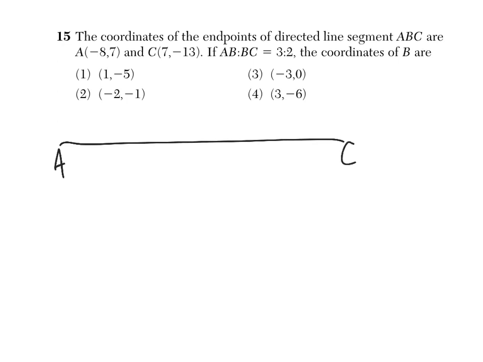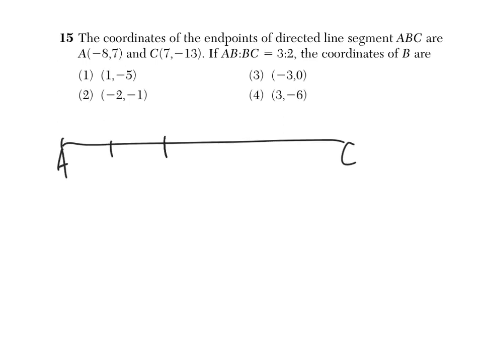And I recognize that because it's a 3:2 ratio, we're going to have a total of 5 parts. All right. B is where it breaks it into a 3:2 ratio. So B is going to be right here, right? Because we've got 1, 2, 3 parts, and then 1, 2. And these are the coordinates that we're looking for. How do we figure that out?